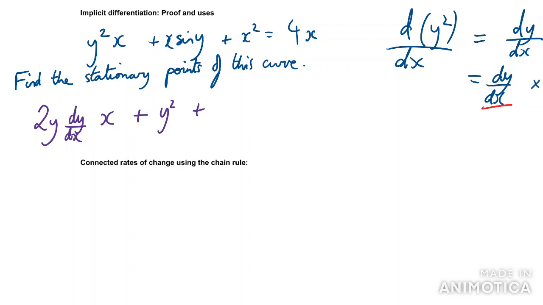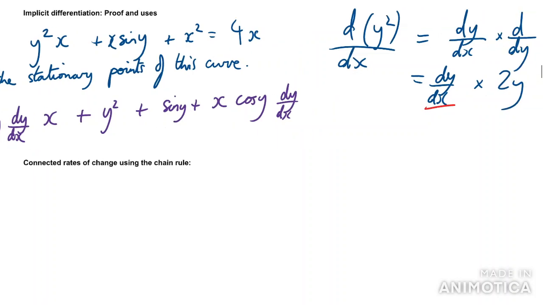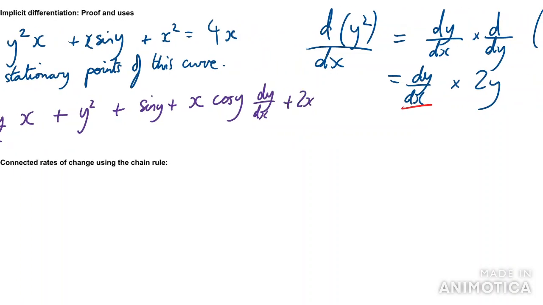Plus product rule on x sine y. So that's going to be sine y plus x left alone times sine differentiated, so cos y with an extra dy/dx term. And then the rest should be nice and easy. Plus 2x.